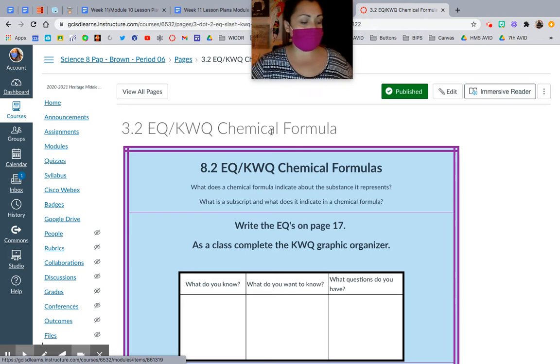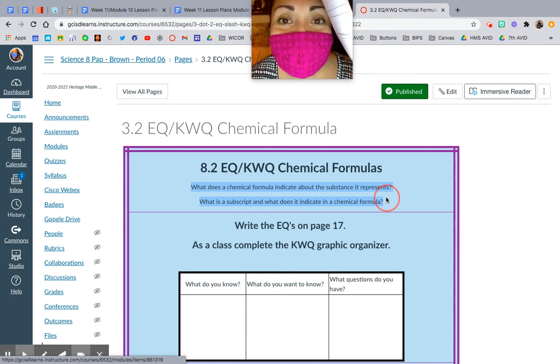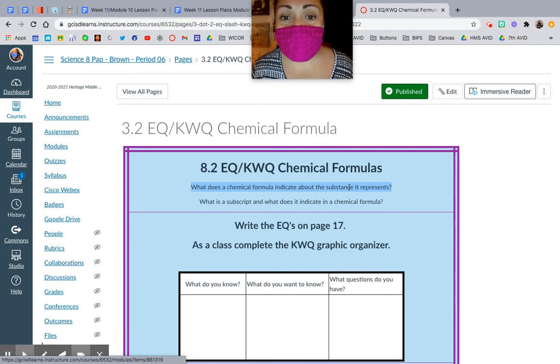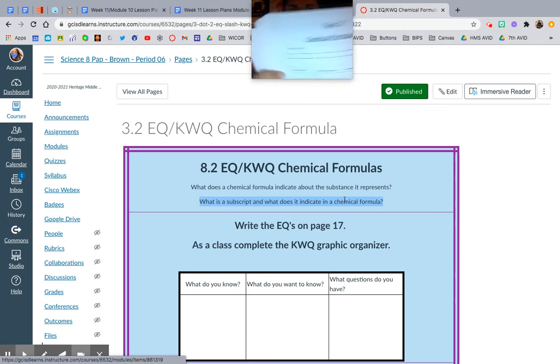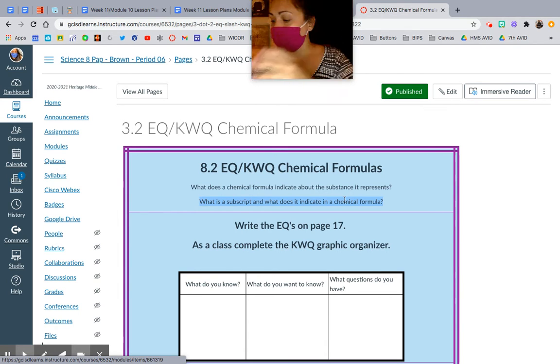Okay, so be on page 17 and notice how it says topic 2, chemical formulas. So what I want y'all to do is write the essential questions. There's 2 of them. What does the chemical formula indicate about the substance it represents? And what is a subscript and how does it indicate a chemical formula? So write those 2 there. This should say essential questions with an S.